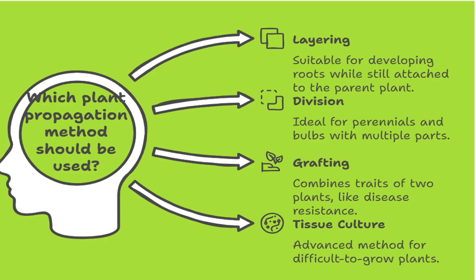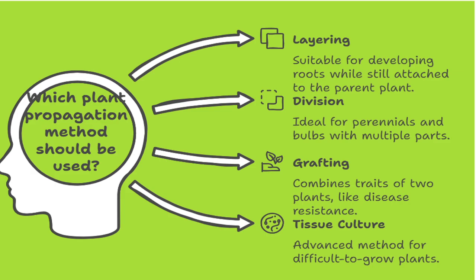Now we think about which plant propagation method should be used. Here we recall our knowledge about which plant propagation method should be used. That means we underline four methods. First is layering, second is division, third is grafting, and fourth is tissue culture. Now we see which method is used where.